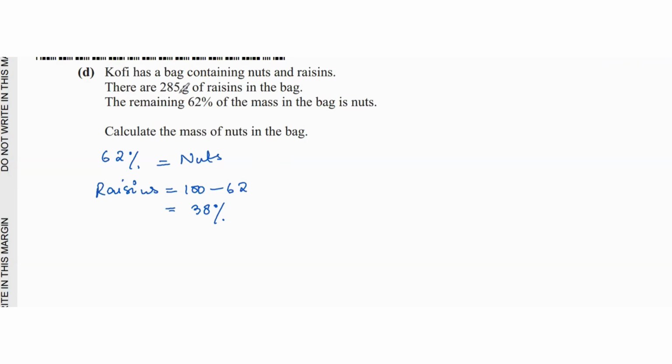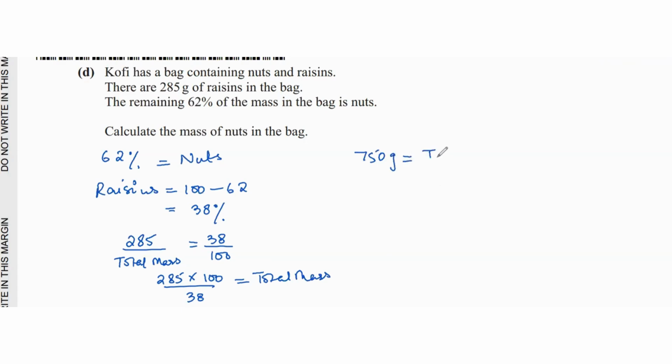Now they gave us 285 grams as the mass of raisins. So 285 over your total mass is the same as 38 over 100. So to find the total mass of the bag, we will do 285 times 100 over 38, which is going to give us 750 grams.